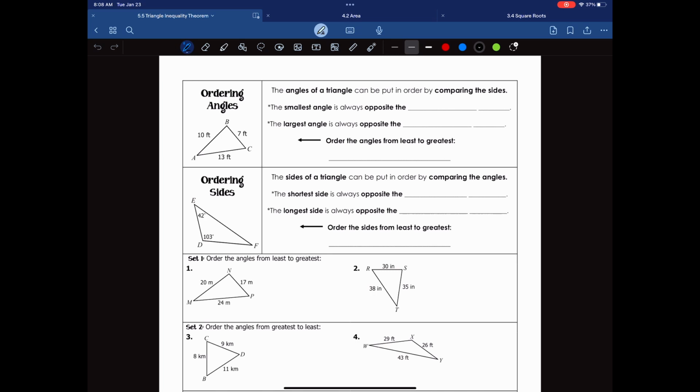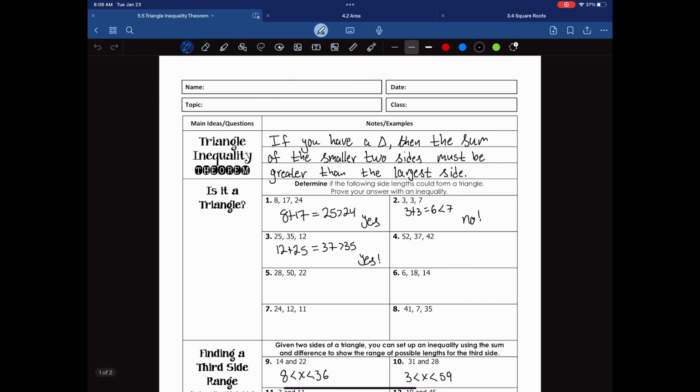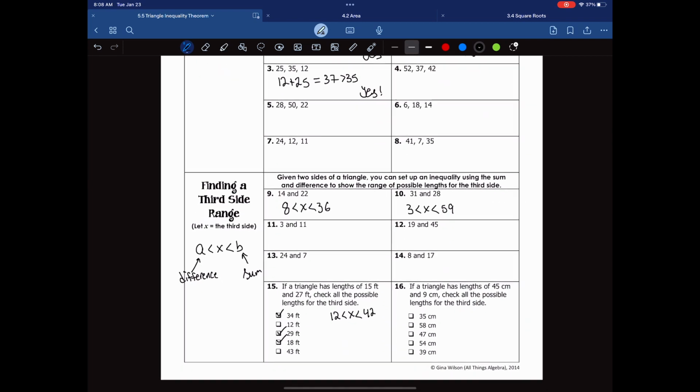So this is the same from the section yesterday, the triangle inequality theorem. So we know that we can form a triangle if the smaller sides add up to be larger than that third largest side. So if you've got like a 3, 4, 5 triangle, you add the smaller sides and you see if that is larger or smaller than the largest side. And it is. 3 plus 4 is 7. You're good.